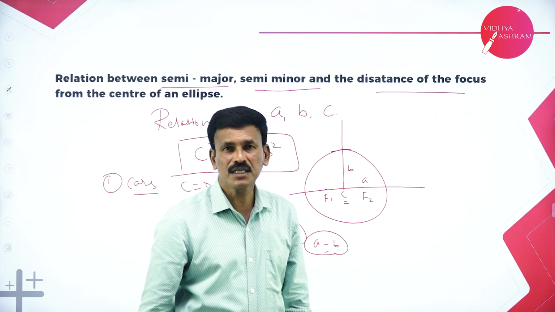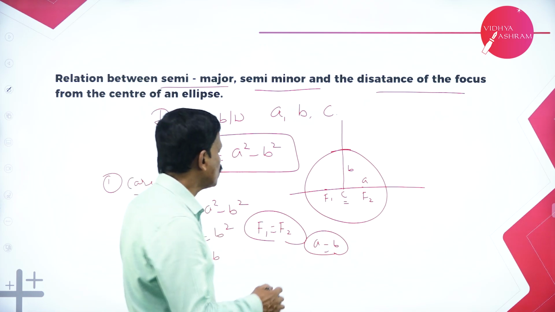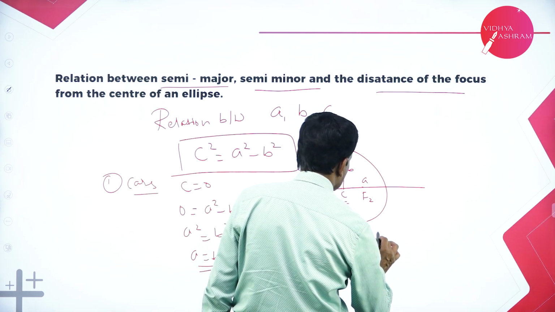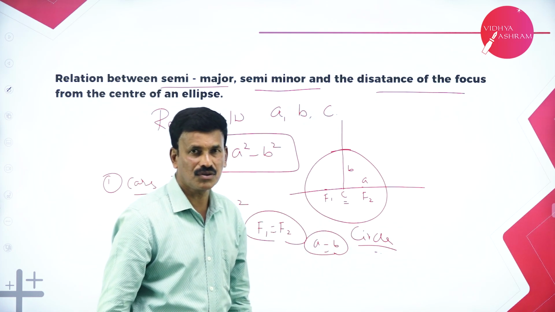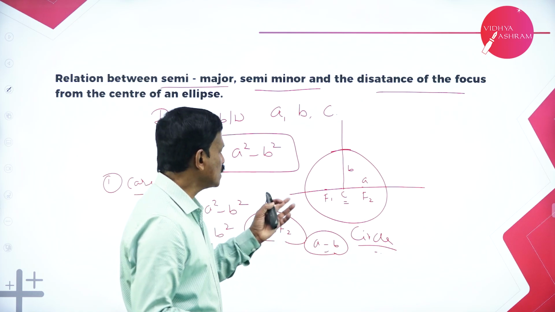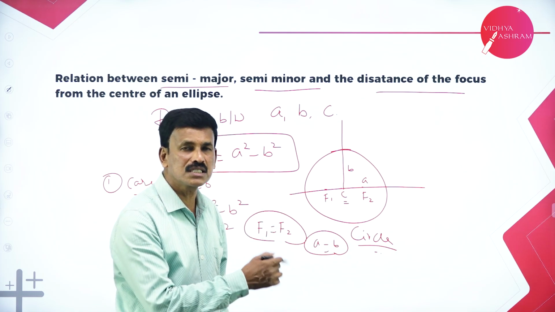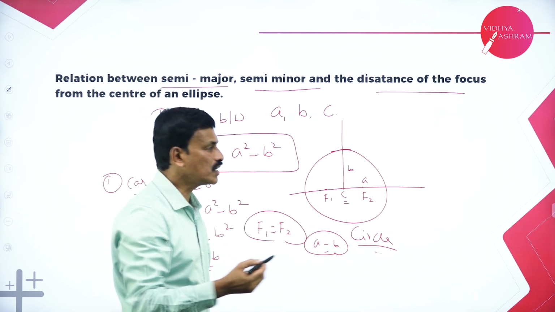What is our meaning? If both the foci coincide, then the ellipse is called a circle. Then this conic is called a circle. So when F1 and F2 are equal and a is equal to b, the ellipse reduces to a circle. Now, move on to case 2.